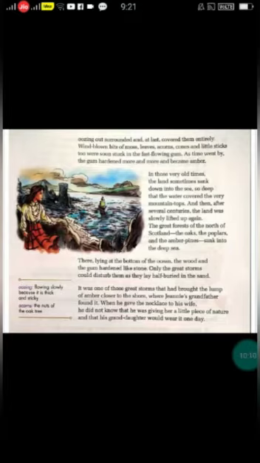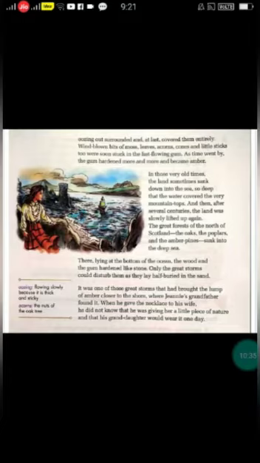Slowly, those mountain tops started coming out from the sea. The great forests of the north of Scotland, the oaks, the poplars, beeches and the amber pines, sank into the deep sea, it seems.